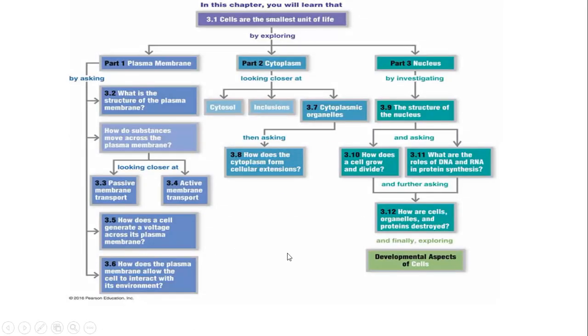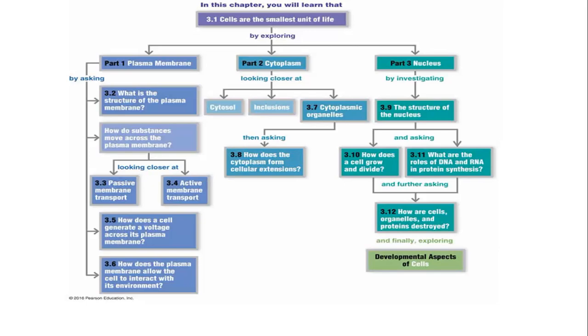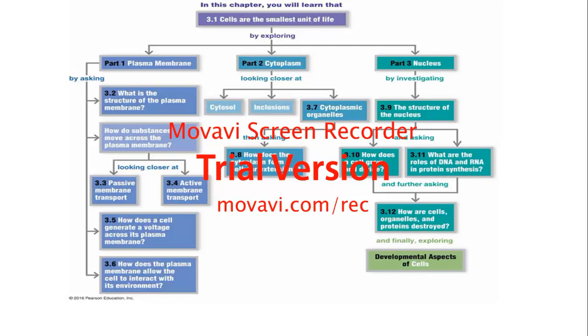All right, so this is just an overview of the chapter. Again, we are talking about cells, but we're going to be exploring the plasma membrane, the structure of the plasma membrane. We're going to talk about passive versus active transport. We're also going to talk about the cytoplasm, and the nucleus.